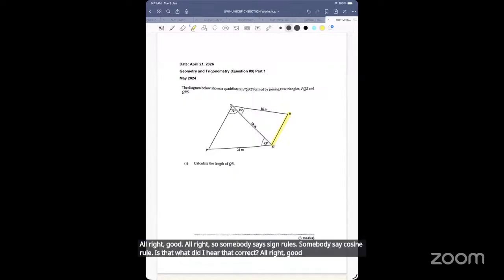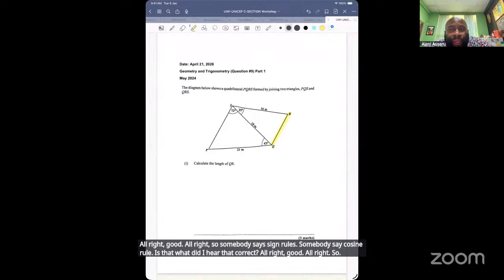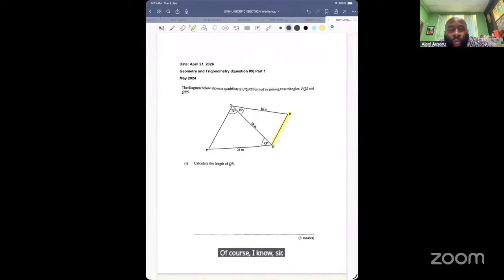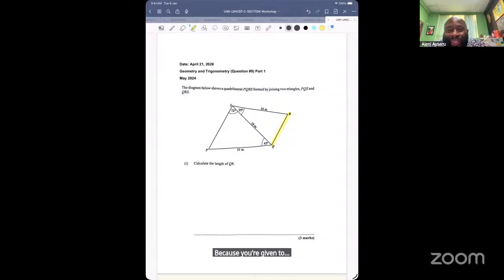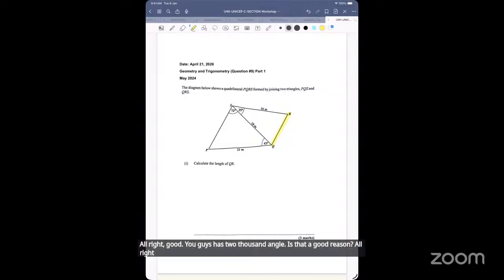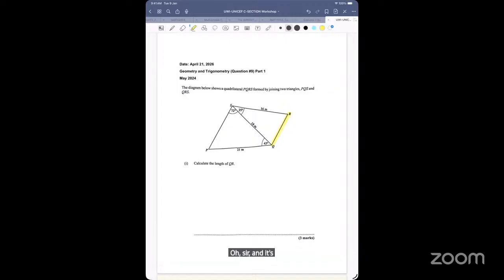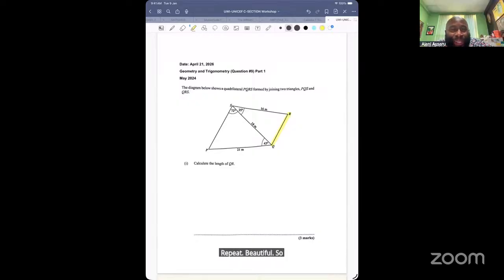All right. So why are you thinking of using the cosine rule? Let me ask that question. Because it has two sides and an angle. All right, good. Has two sides and an angle. Is that a good reason? And it's also a non-right angle triangle. Repeat. It's also a non-right angle triangle. Beautiful. So I am very happy to hear that.